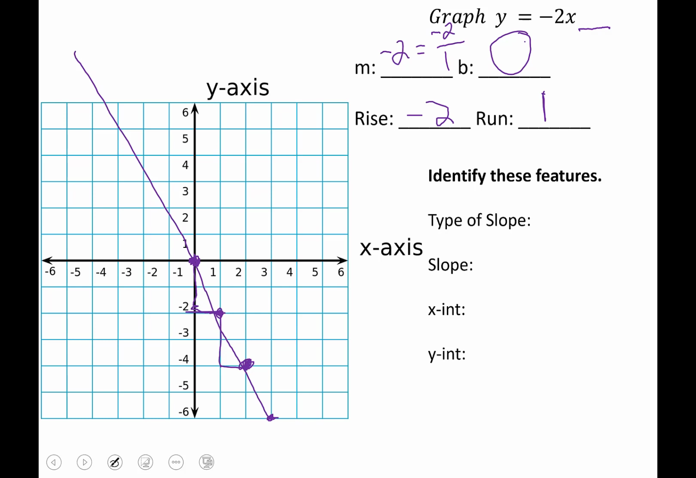All right, so on this one I have what type of slope? It was a negative slope. Okay, my graph shows that, right? Down from left to right. My slope was -2. Well, what is my x-intercept? Where does it cross the x-axis? The point was 0, 0. And my y-intercept was 0, 0 as well.